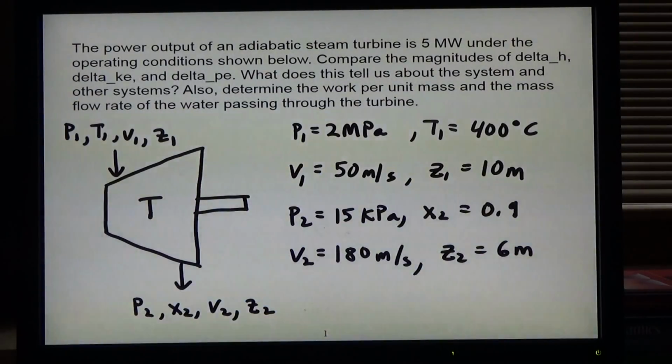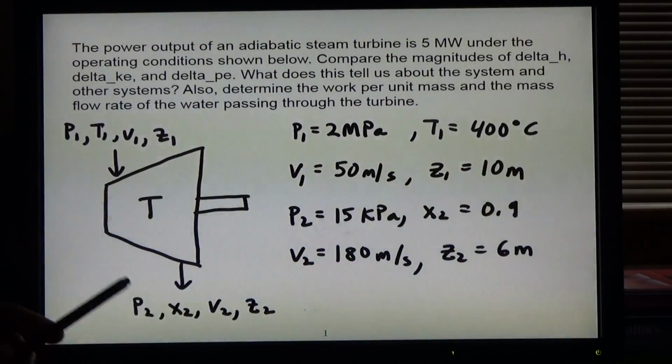We'll read this problem statement. It says the power output of an adiabatic steam turbine is 5 megawatts under the operating conditions shown below. We want to compare the magnitudes of delta H, delta KE, and delta PE. What does this tell us about the system and other systems? Also, we want to determine the work per unit mass and the mass flow rate of the water passing through the turbine. So these are the properties that were given for the turbine.